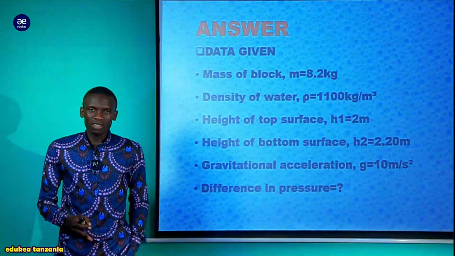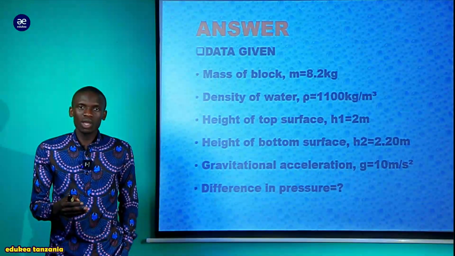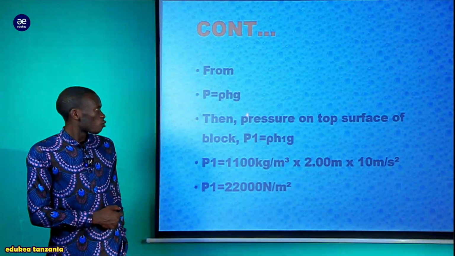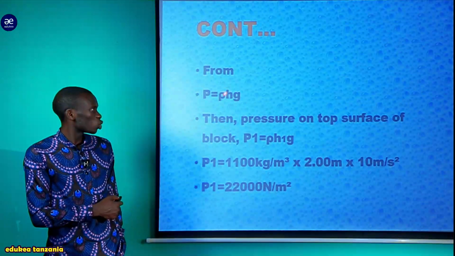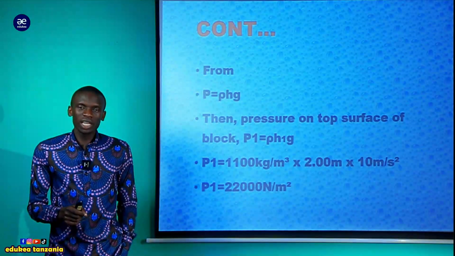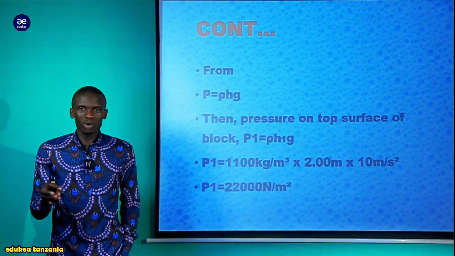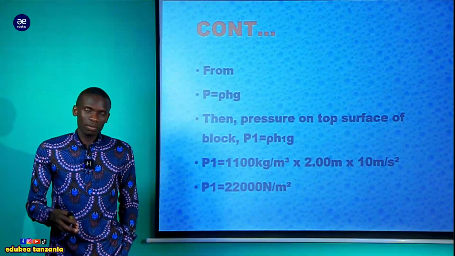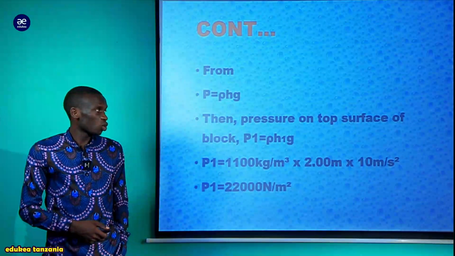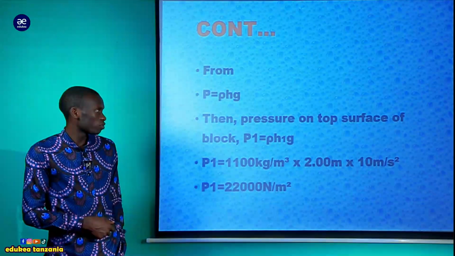That is the question. After then, let's recall which formula we can use in order to get the result. We say pressure in liquid is equal to density times height times the gravitational acceleration. The pressure in liquid depends on the density of the liquid and the depth, because gravitational acceleration is constant. So those two things, density and the height, are what determine the pressure of liquid.